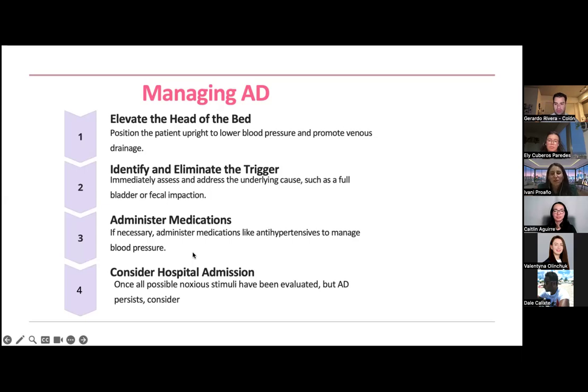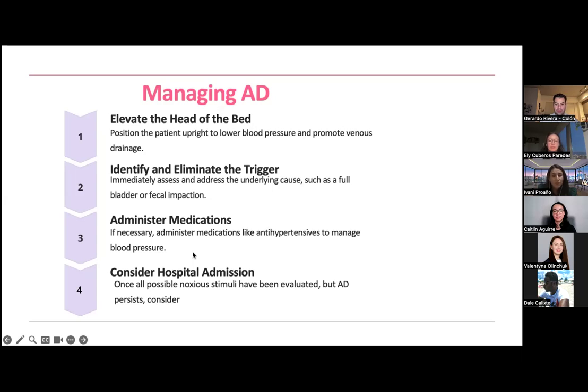So the first thing you want to do when you manage AD is elevate the head of the bed and allow gravity to promote venous drainage from the brain. The first thing you want to do is decrease their blood pressure. So elevate the head of the bed and try to identify the trigger. Immediately assess the patient and address the underlying cause, such as a full bladder or fecal impaction. You can speak to the team and ask when the patient last received bowel care. You can ask the patient, too. They'll be able to tell you.